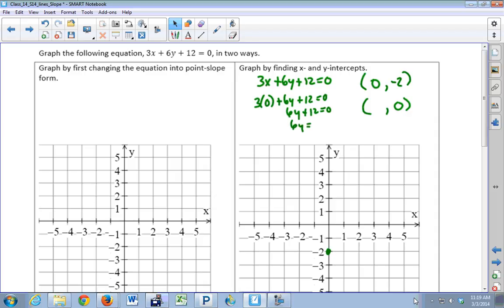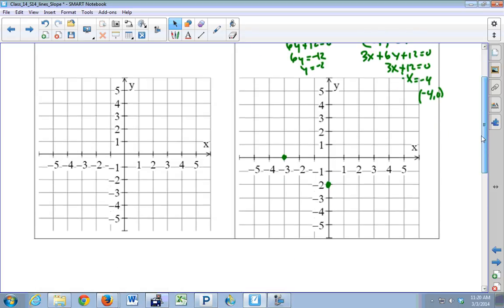Because you subtract 12 from both sides, y has to be -2. Similarly, you now take the same exact equation and you let y be 0. The minute you do that, this whole term here, 6y, disappears, and you get 3x plus 12 equals 0. So when you do a couple more steps, you get x equals -4. So now you have the point (-4, 0). You're done. You've got the 2 points you need to graph that line.